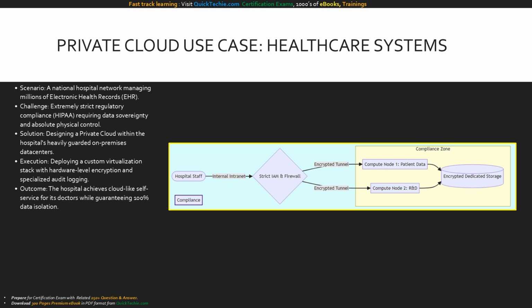Because this entire infrastructure is privately owned and operated, the hospital network can guarantee that no external entity shares this storage array, ensuring that patient data never crosses paths with outside corporate data. It perfectly maps the business requirement for extreme privacy to the technical architecture of a private cloud.